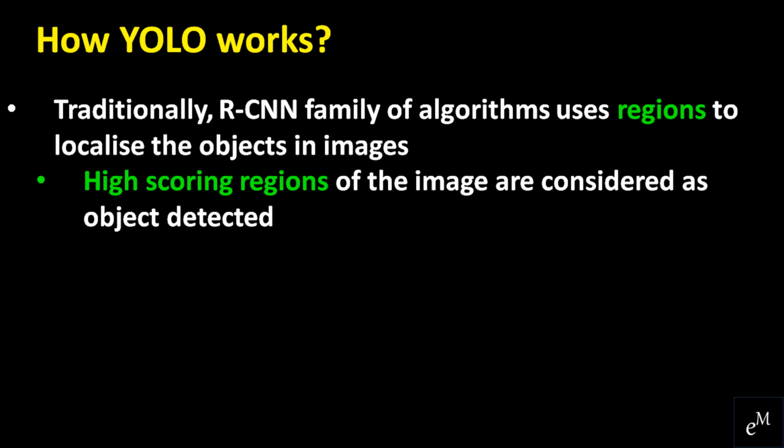Traditionally, region-based convolutional neural networks apply regions to localize the object to perform object detection, which means that the model is applied to multiple regions within an image. And then the model computes scores for an image at multiple locations and scales. High-scoring regions of an image are considered as where an object is detected.